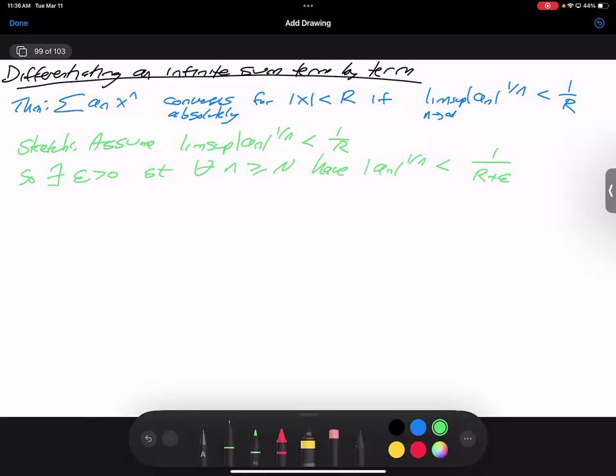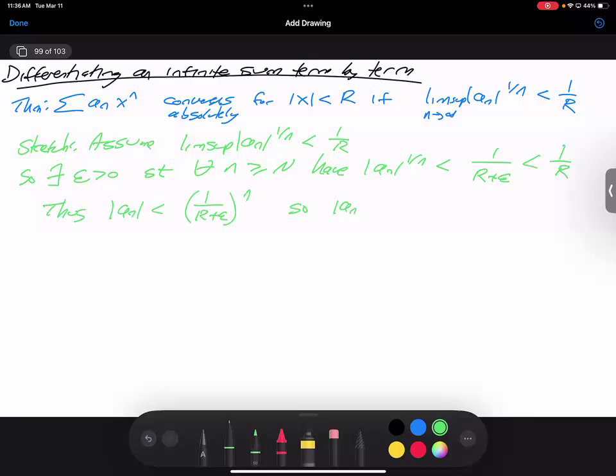Because if the lim sup is less than 1 over capital R, I can write that number as some number. If epsilon equals 0, then it's 1 over R. So I just keep increasing epsilon until I get to that number, and that will be strictly less than 1 over R. Thus, the absolute value of a_n to the 1 over n would be less than 1 over R plus epsilon.